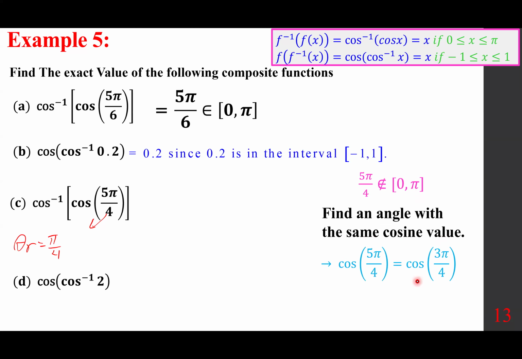Cosine of 5 pi over 4 is the same as cosine of 3 pi over 4. Reference arc is pi over 4. For pi over 4, we get positive 1. For these two, for pi over 4, we get square root of 2 over 2. For these two, we get negative square root of 2 over 2. And therefore, this is the same as cosine of 3 pi over 4, and the answer will become 3 pi over 4.